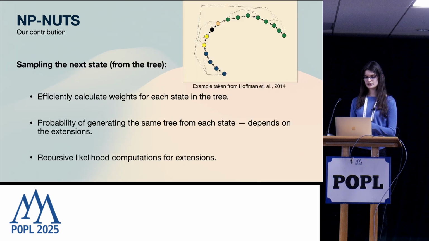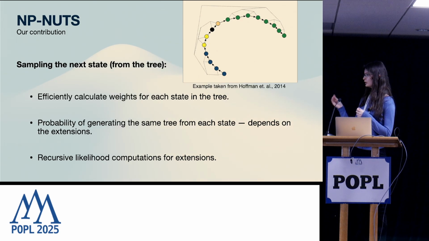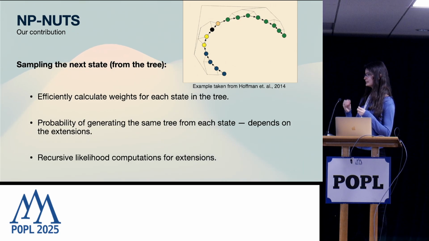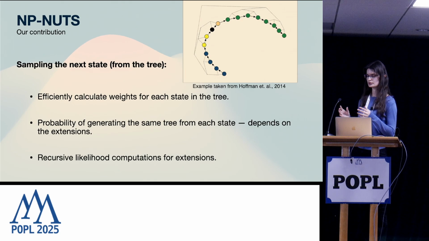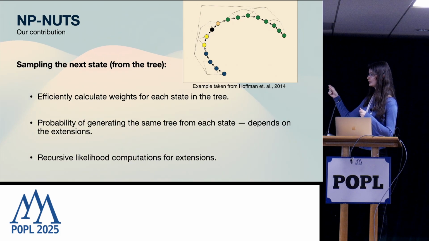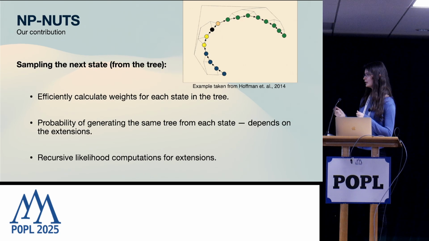And then in order to sample the next state from the constructed tree, we will need to know the weights of each state relative to each other in the tree. And this becomes tricky because the weight of the state depends on the probability of constructing the tree starting from that state. And moreover, that depends on the likelihood of the extensions that are made during the construction. And the fact that for each state we have different doubling directions that we need to take in order to make the tree makes this even more complicated.